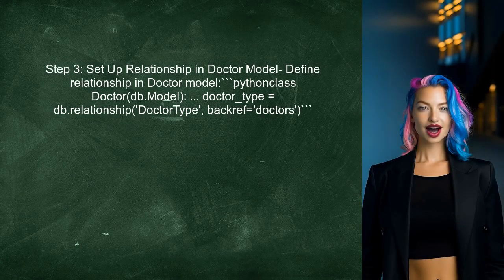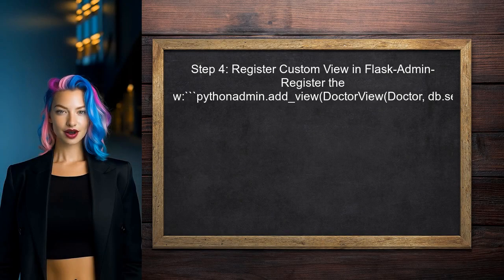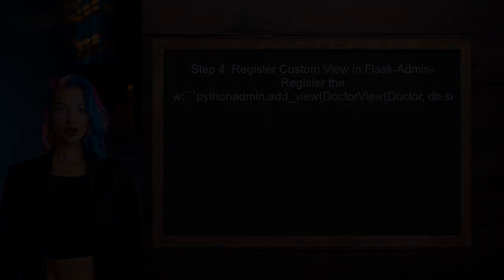Now, the user needs to set up the relationship in the doctor model to link it with the doctor type model. This will allow Flask-Admin to understand the foreign key relationship. Finally, the user should register the custom view in Flask-Admin. This will ensure that the doctor model uses the customized form with the drop-down for doctor type ID.